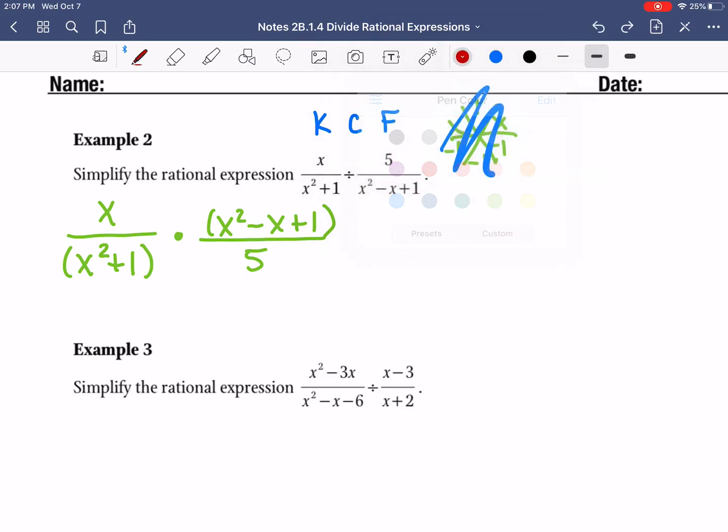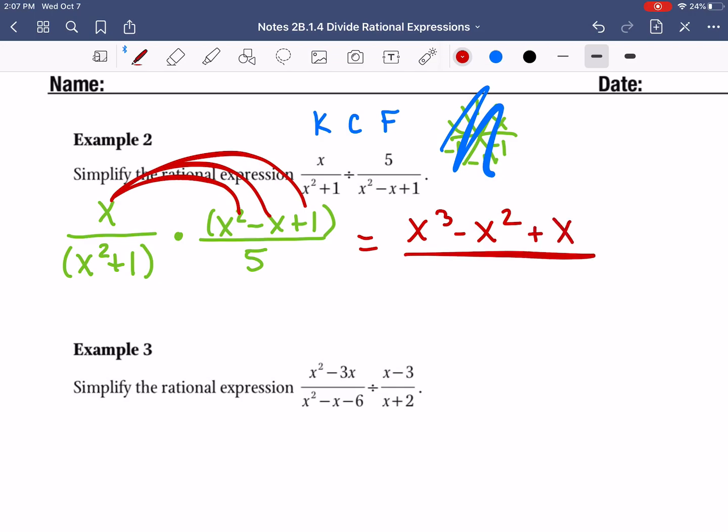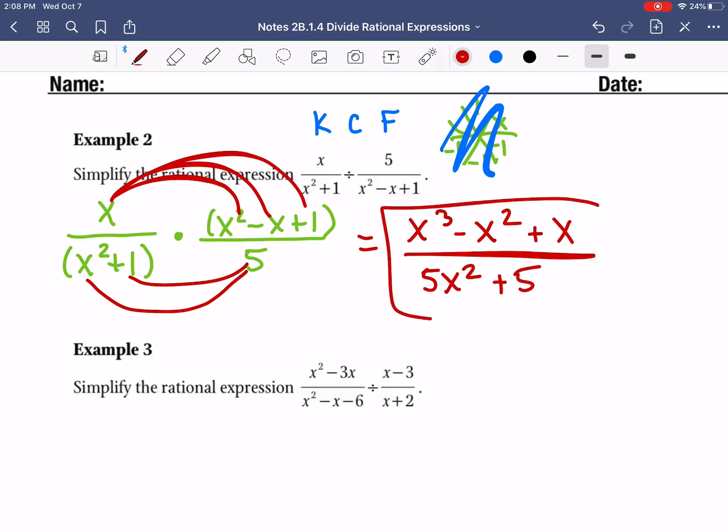It's not as fun when nothing cancels, so we're just going to multiply. So x times x squared is x cubed. X times -x is -x squared. X times 1 is x. On the bottom, x squared plus 1 times 5. X squared times 5 is 5x squared. 1 times 5 is 5, and that's my answer.